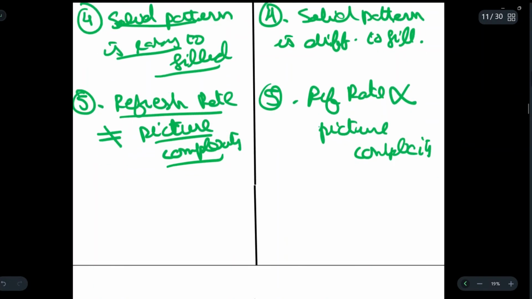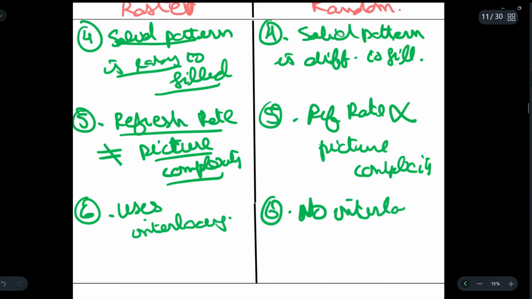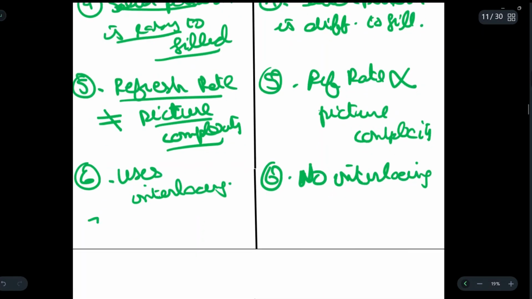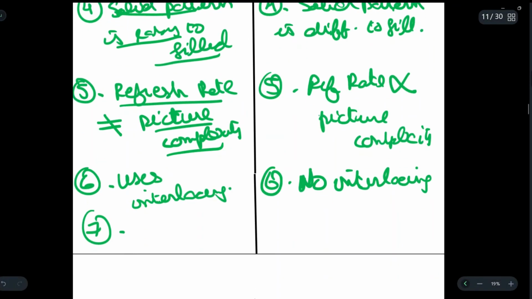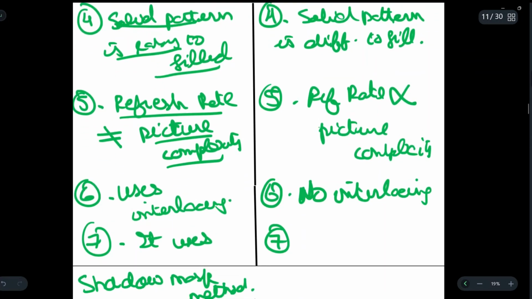Now the sixth difference is that raster scan uses interlacing, whereas in random scan no interlacing is there. Now the seventh point of difference, the last difference that we have: raster scan uses the shadow mask method, whereas a random scan display uses the beam penetration method.